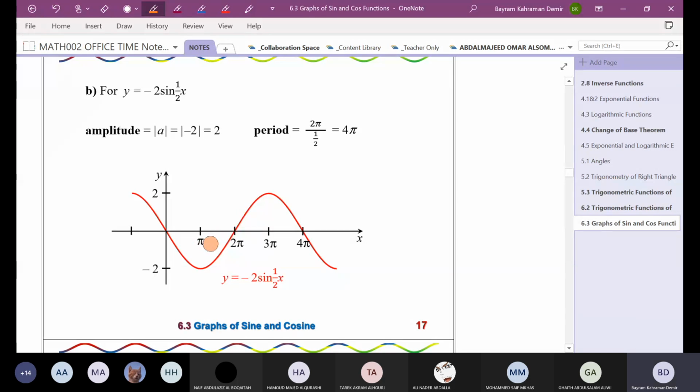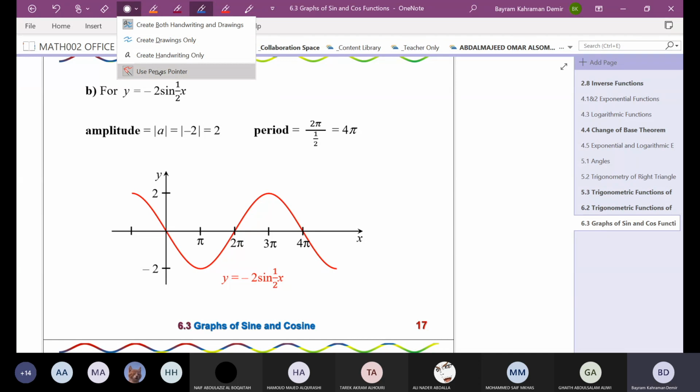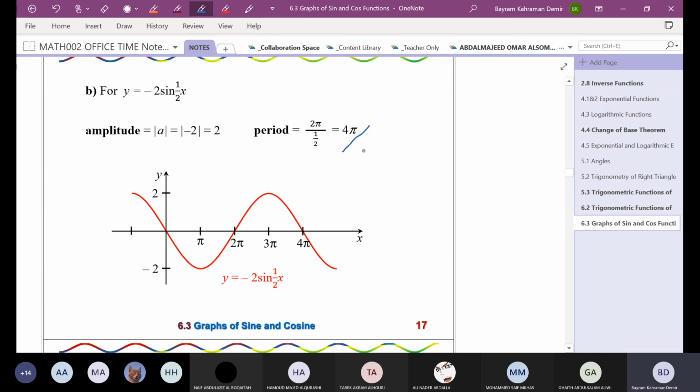Okay. Now, in this case, the period is 4 pi, everybody. Remember, we divide the period by 4. When you divide the period by 4, you will get pi. That means it is the length of each interval. Here it is 0. So this is pi, another pi is 2 pi, another pi is 3 pi, and another pi is 4 pi. So this is quite simple to find those important points.